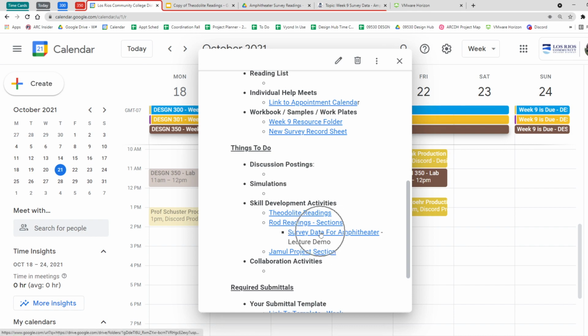So this time, I thought I would actually take the survey data from the amphitheater that we just took yesterday and Monday and show how you would take those readings if they were in a survey. So this is going to be very similar to the theodolite reading practice, but we're going to do it for a survey that we just ran. Okay. So here we go. And that survey data is in a folder for you to get to.